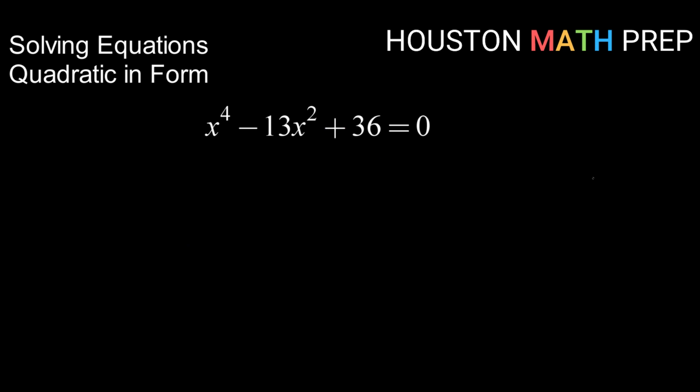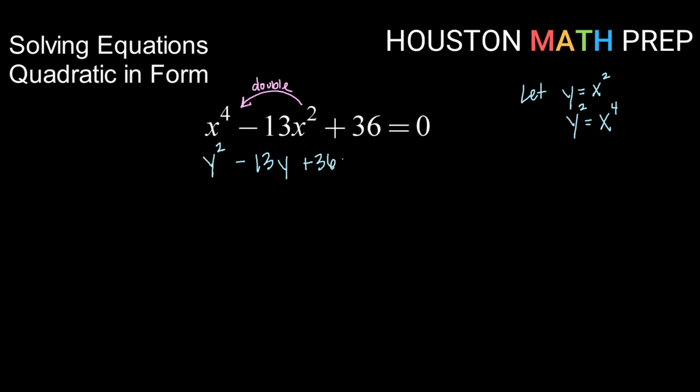All right, in our first one, notice we have x to the 4th power and we have x squared and then a constant. So because our highest power is double our only other exponent, this equation is quadratic in form. So we're going to set up and say, let y be equal to x squared. With that being the case, y squared would be equal to x to the 4th. So if we make those substitutions, we have now the equation y squared minus 13y plus 36 equals 0. This is a normal quadratic equation that we can solve using whatever method is most comfortable for us.